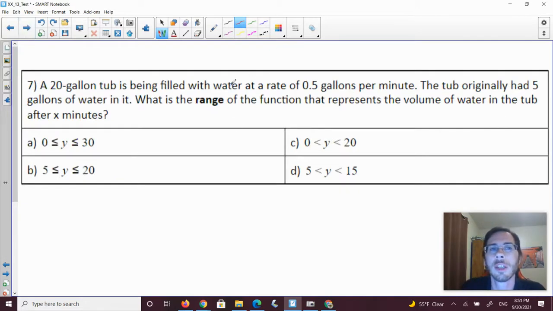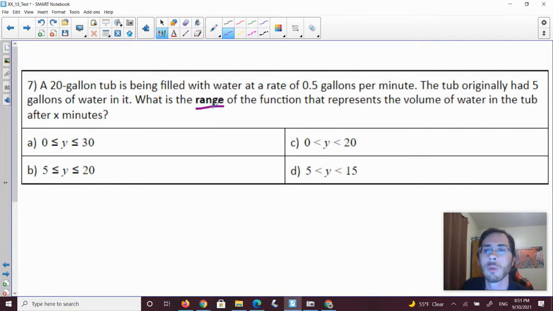For number 7, a 20-gallon tub is being filled with water at a rate of 0.5 gallons per minute. The tub originally had 5 gallons of water in it. What is the range of the function that represents the volume of water in the tub after x minutes? So we need to find the range of this one.